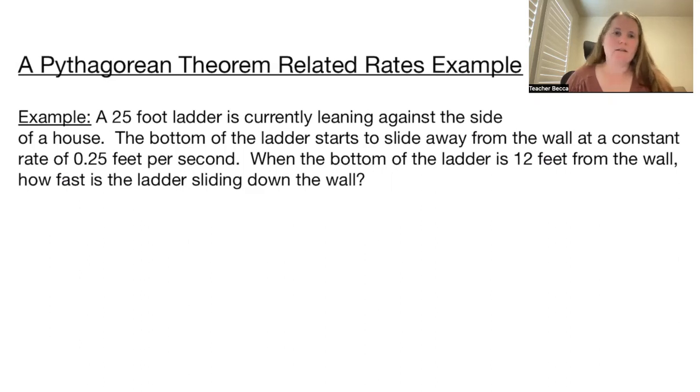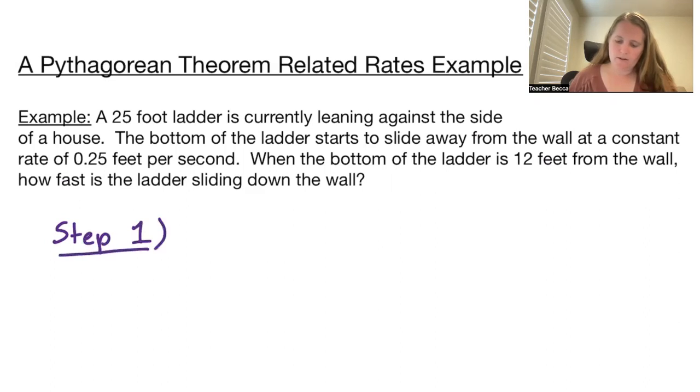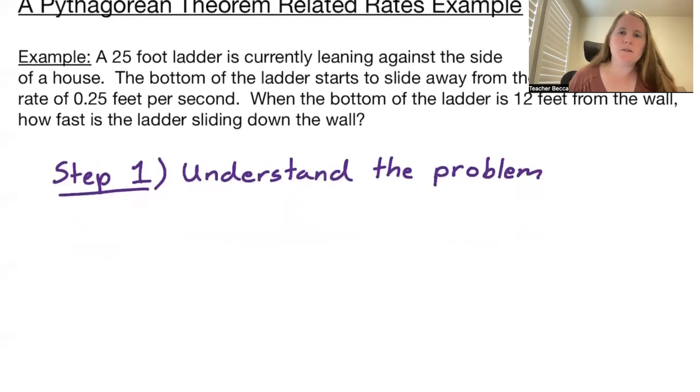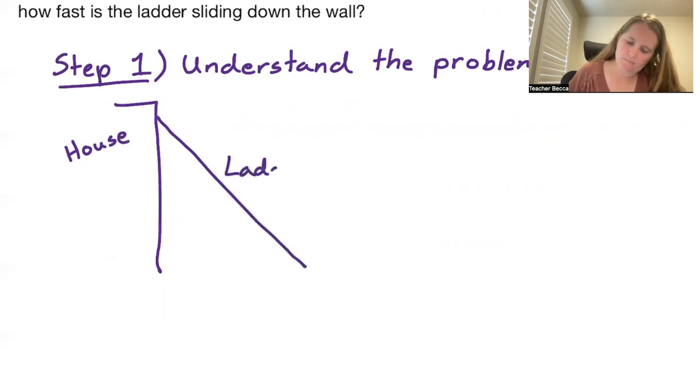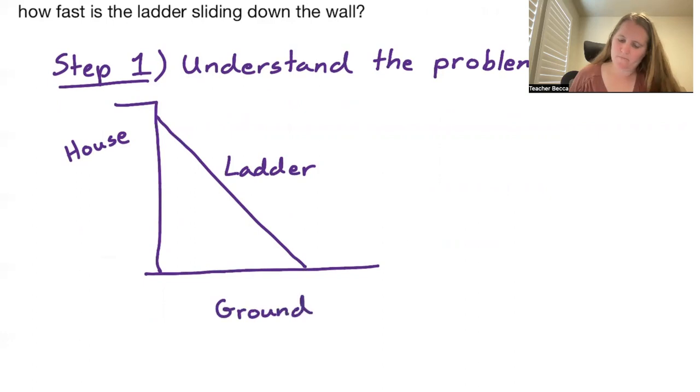For this, the very first thing we should always do with a related rates problem is just understand what is going on. So our first step is to simply understand the problem. Drawing a little picture, we have a house. We have a ladder leaning against the house. And then we have the ground. And this ladder is 25 feet.